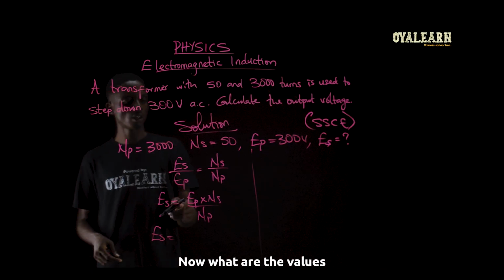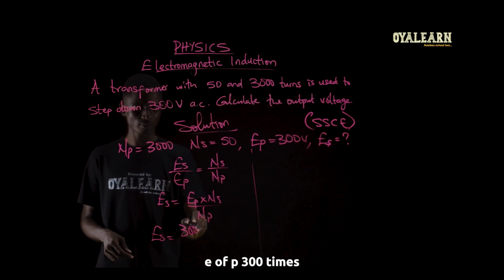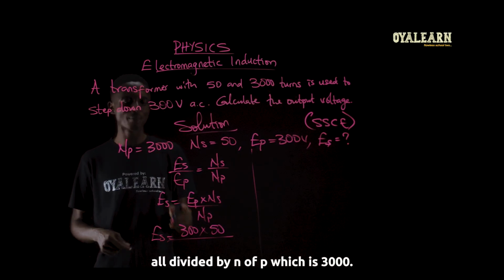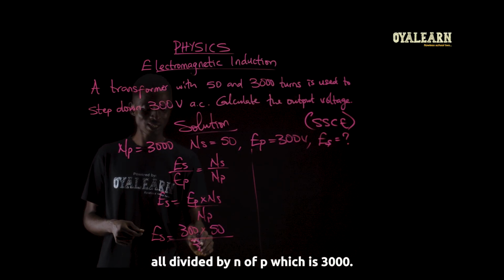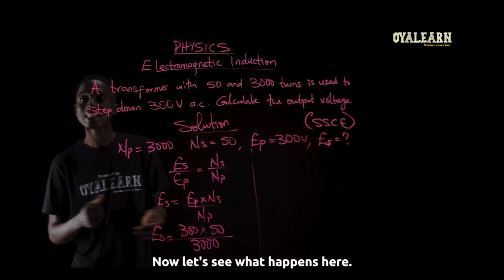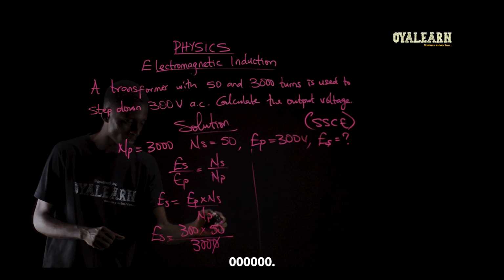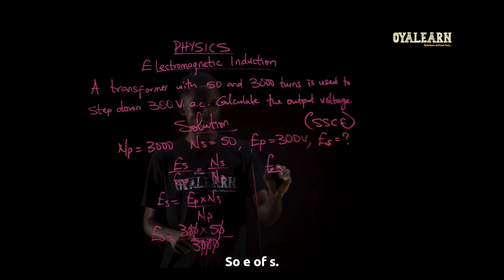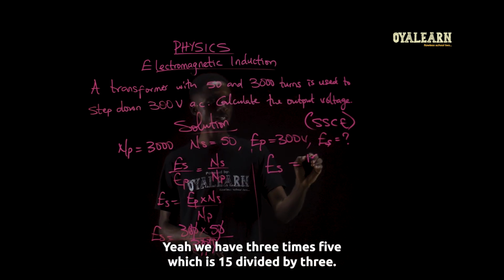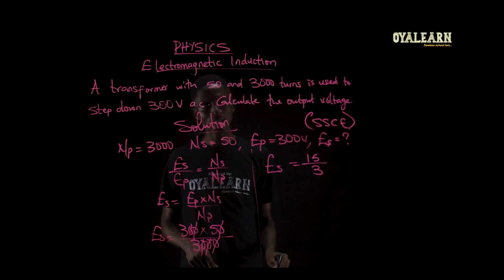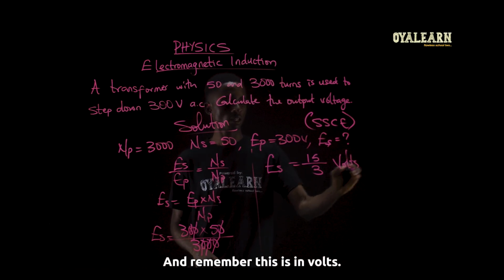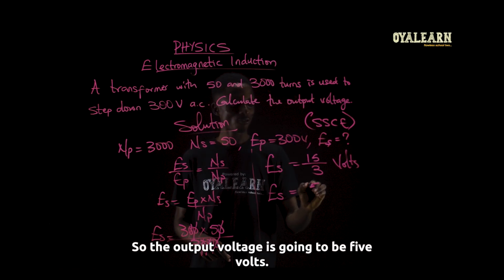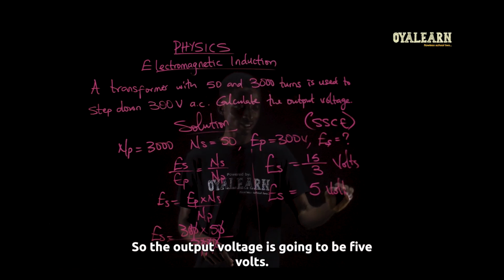Now what are the values? E of P, 300, times N of S, 50, all divided by N of P, which is 3,000. Now let's see what happens here. The zeros cancel. So E of S, here we have 3 times 5, which is 15, divided by 3. And remember, this is in volts. So the output voltage is going to be 5 volts.